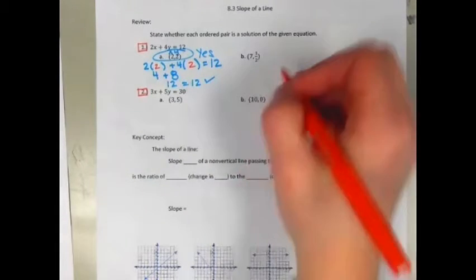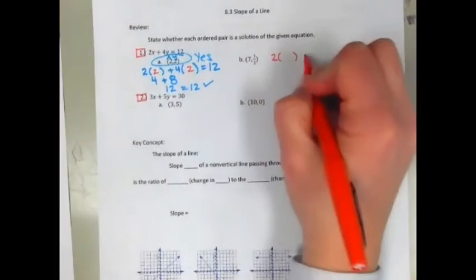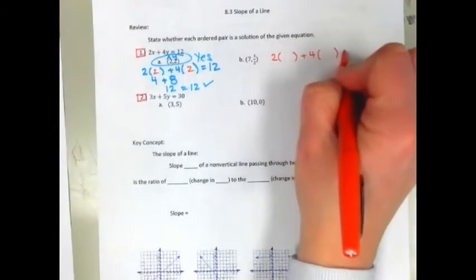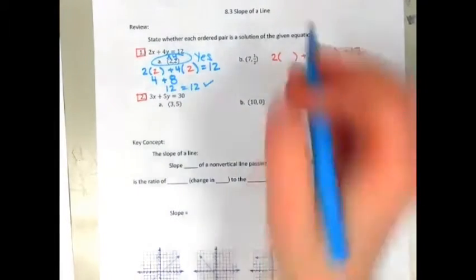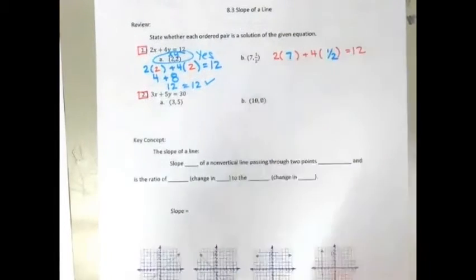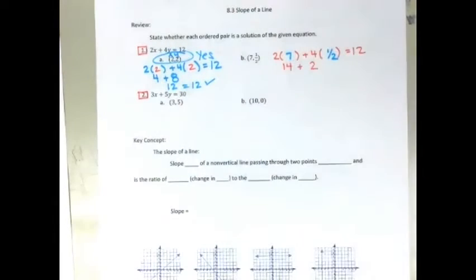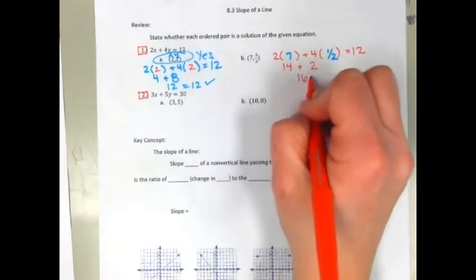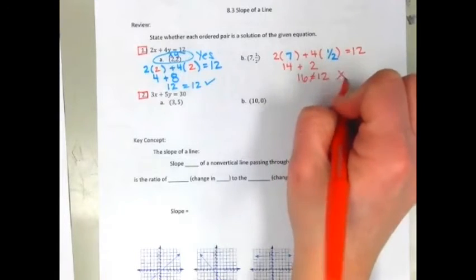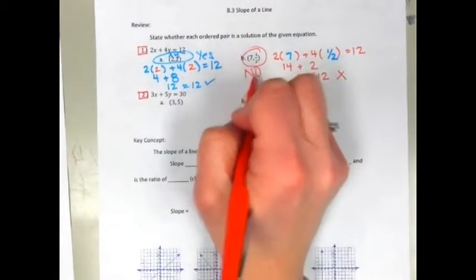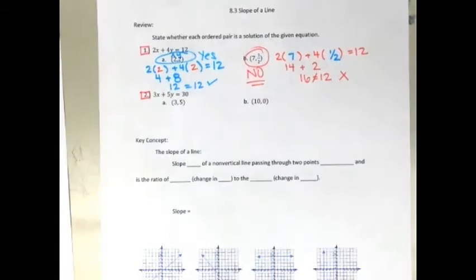What about B? What's going to go in for X in this one? 7. And what's going to go in for Y? 1/2. All right, so what's 2 times 7? 14. What's a half of 4? 2. And what's 14 plus 2? 16. Does 16 equal 12? No, it does not. So is this a solution? No. Okay. So if it's not a solution, does that point lie on that line? Nope.